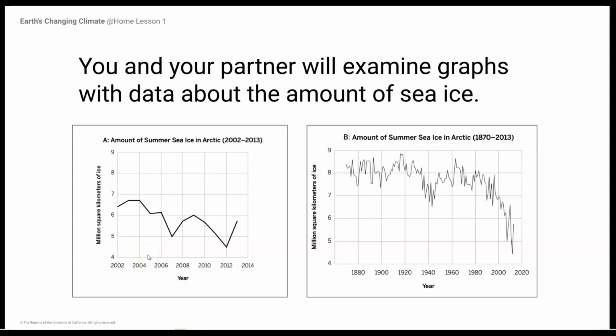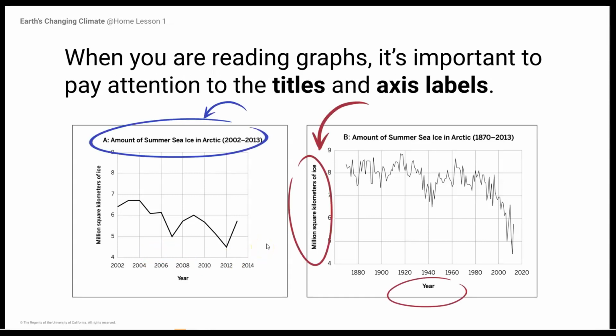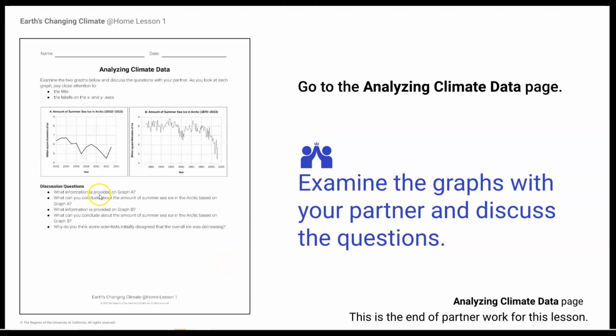You and your partner will examine these graphs with data about the amount of sea ice. You have these in your packet, and you will get cards for these as well as you do your lesson. When you're reading the graphs, it's important to pay attention to the titles and the axis labels so you know what the graph is telling you, what it's measuring, and what is being put on the graph. You are going to be completing this page in your packet and discussing these questions on the bottom. This is the end of partner work for this lesson.